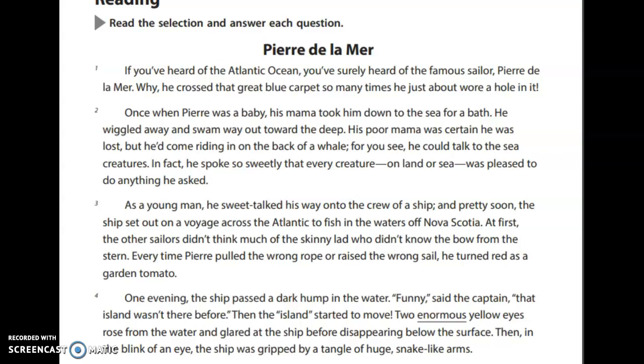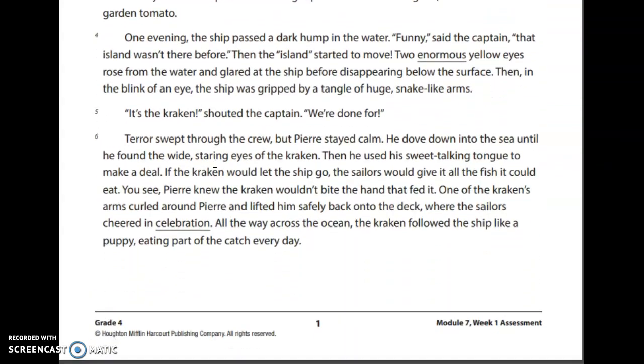One evening, the ship passed a dark hump in the water. "Funny," said the captain. "That island wasn't there before." Then the island started to move. Two enormous yellow eyes rose from the water and glared at the ship before disappearing below the surface. Then, in the blink of an eye, the ship was gripped by a tangle of huge, snake-like arms. "It's the Kraken!" shouted the captain. "We're done for!" Terror swept through the crew, but Pierre stayed calm.